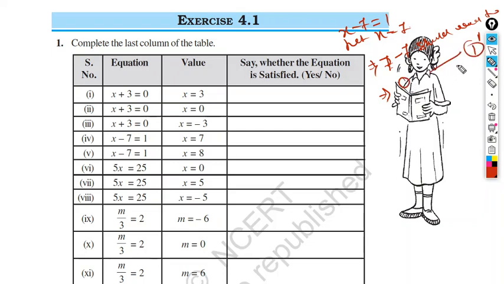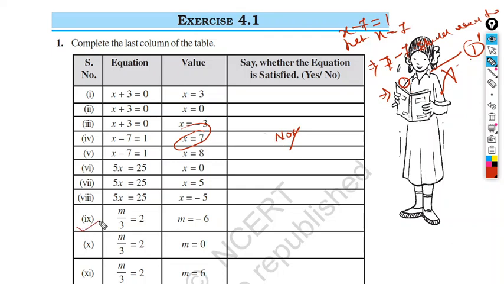But is 0 equal to 1? 0 is not equal to 1. So here you can see LHS and RHS are not equal. Therefore, the value of x cannot be equal to 7. So it is also not satisfying, or no, you can say. Okay, we will go to another one.